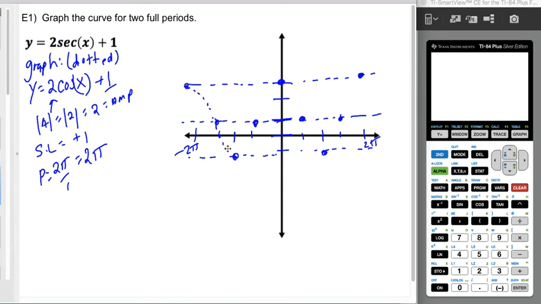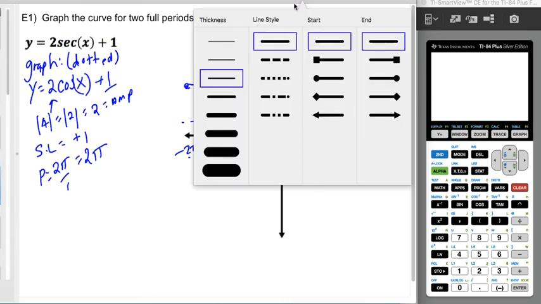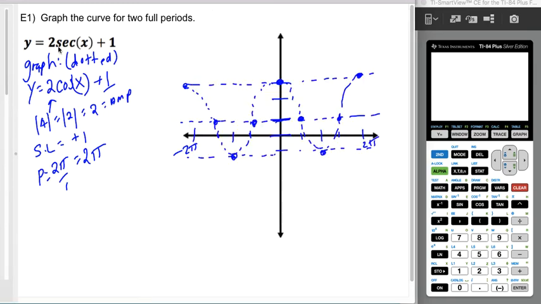But that's still not the graph I actually want, which is kind of crazy. What I know about this, and I'll go ahead and graph my secant in green, is that anywhere that this cosine is at sea level, I'm going to have a vertical asymptote. So all these spots where we have a sea level, I'm going to have a vertical asymptote. I'm going to go ahead and draw those vertical asymptotes in.